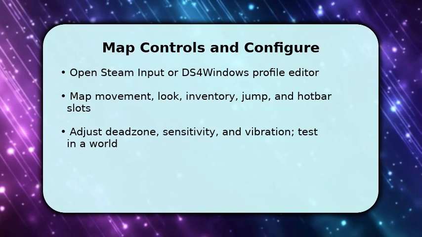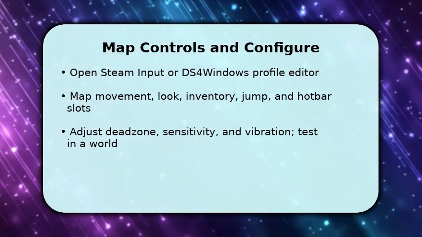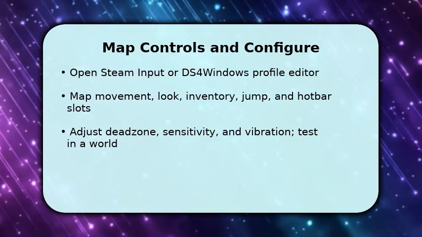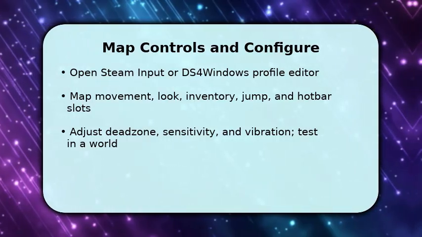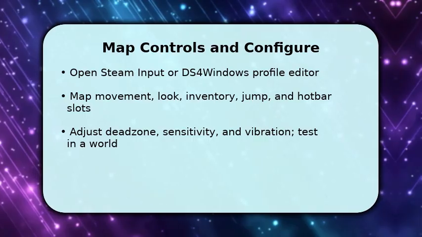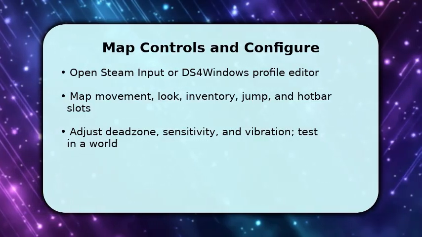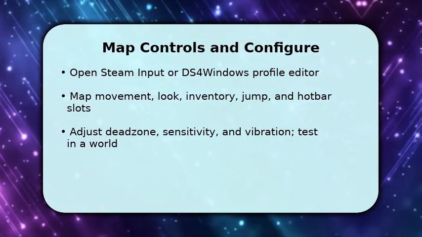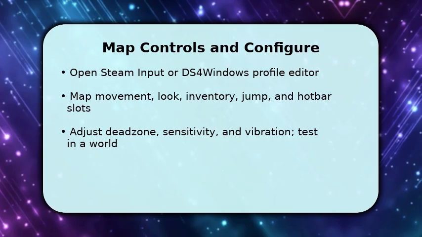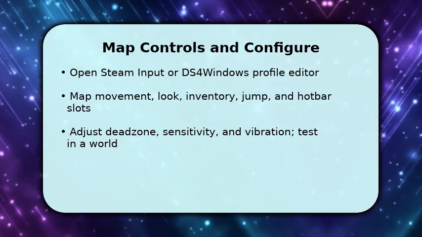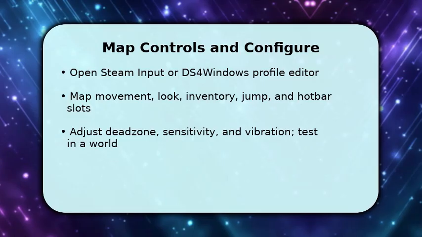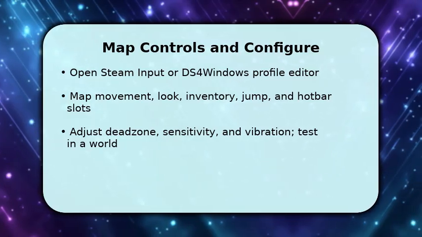Once the helper app is running, create or edit a profile and map essential actions. Left stick equals move, right stick equals look, A equals jump, triggers for attack/use, bumpers for hotbar. Make sure inventory and chat keys are assigned so you can manage items. Adjust stick dead zone and sensitivity to avoid drift, and toggle vibration if it distracts you.